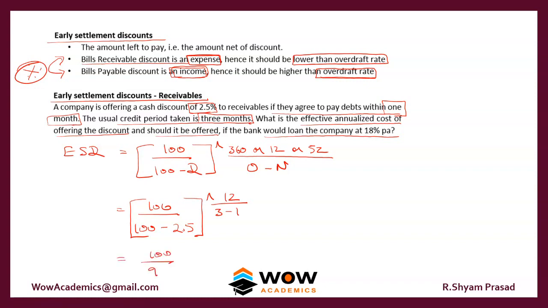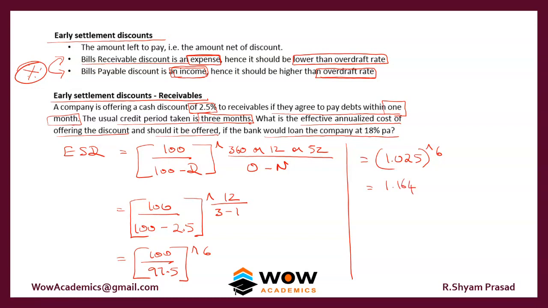100 divided by 97.5 to the power of 12 divided by 2, that would give you 6. So if you're going to solve it, we'll solve it here. So if we solve it, we'll get 1.025 to the power of 6. If we solve that, we'll get 1.164.